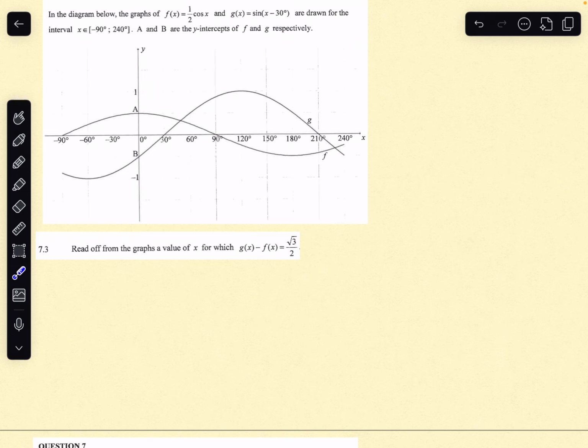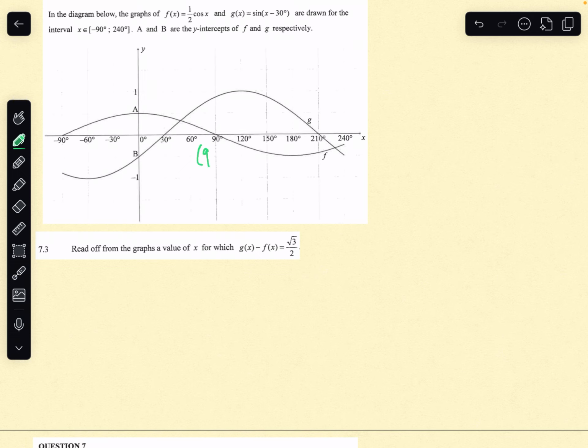A part of me feels like maybe at 90. I don't know. It feels like maybe at 90. So we can see that half of cos 90 is 0. And then sine of 90 minus 30 would be 60. Sine of 60 is root 3 over 2. So that's Bob's your uncle.